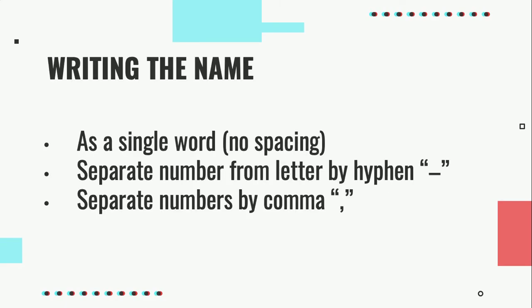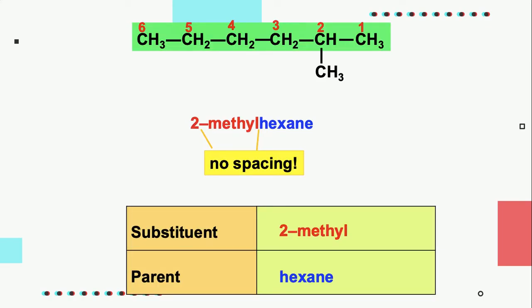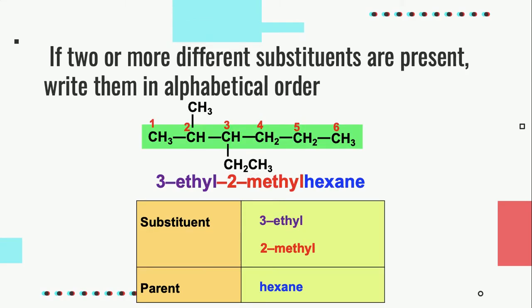The IUPAC name of an organic compound must be written in a single word without space. Separate the number from letters using a hyphen and numbers from each other using a comma. The number 2 and the word methyl are separated by a hyphen, and there is no spacing between methyl and hexane. If 2 or more different substituents are present, write them in alphabetical order, so ethyl, methyl, E before M.